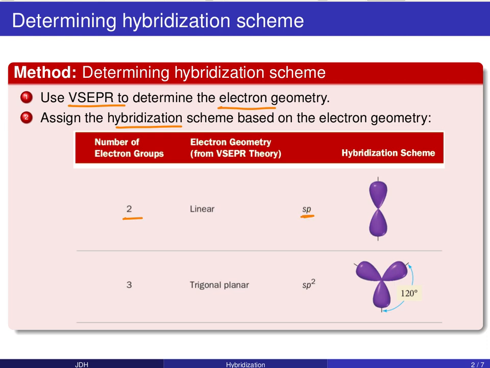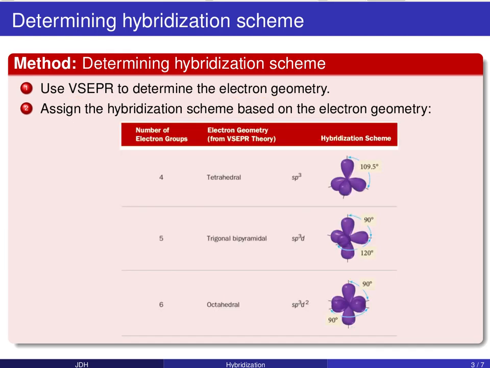You're going to have an sp hybridization. Three electron groups, you're going to need three hybrid orbitals, so it'll be an sp2, a total of three sp2 orbitals to account for that sort of arrangement. And of course, four electron groups, sp3; five electron groups, sp3d, a total of five orbitals; and six electron groups, you'll need sp3d2. Okay, so it's really that straightforward. You find the VSEPR, you find that electron geometry, and you use this table to determine that hybridization scheme.